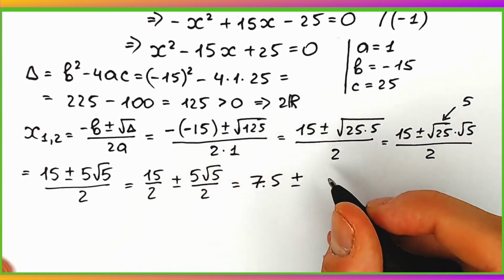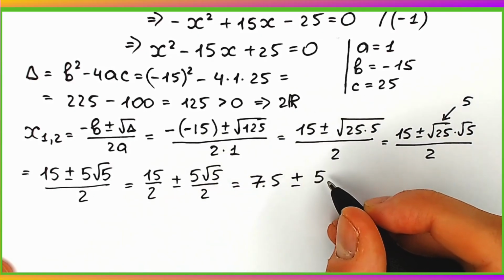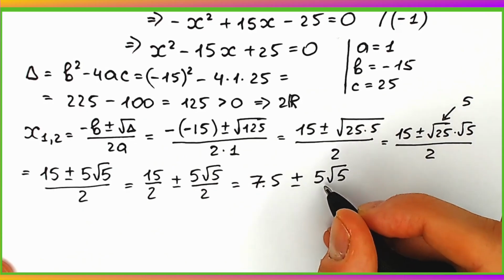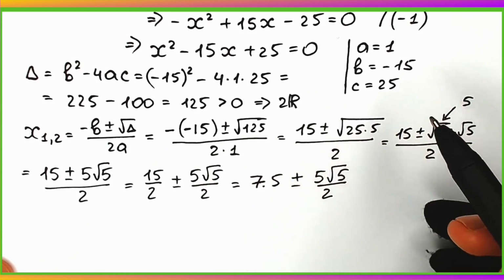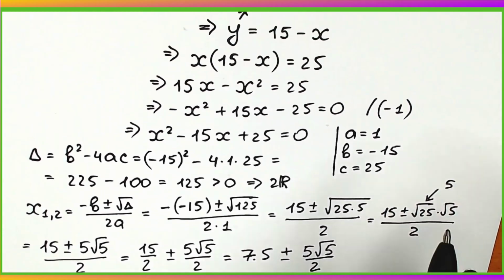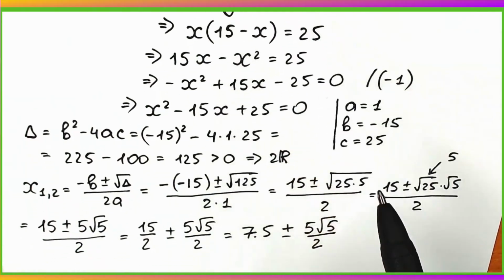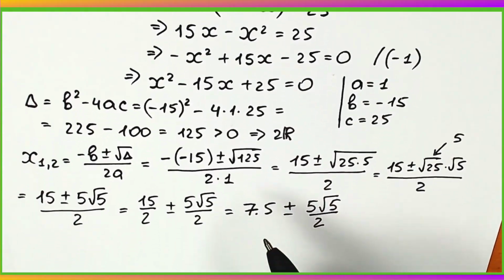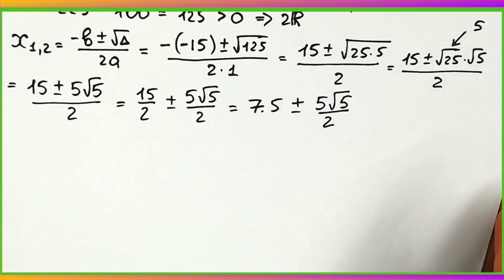Okay, let's leave it like that without any changes. Maybe it will be easier for us. Okay, 5 square root of 5 over 2. Because then we will subtract from 15, right here. So just remember this expression. So that's why I'm going to use this type of expression. So let's write our final answer.